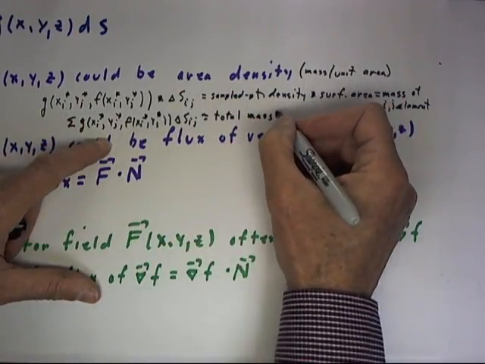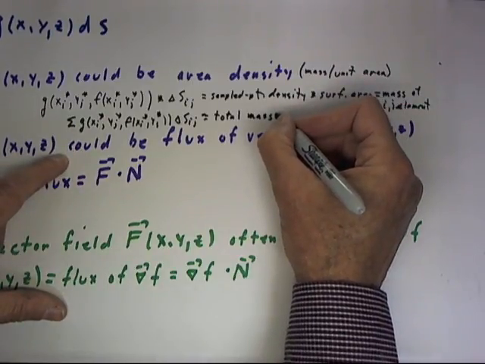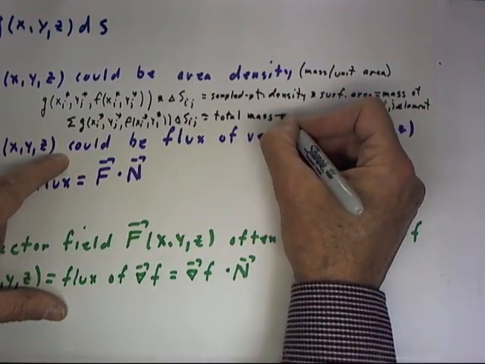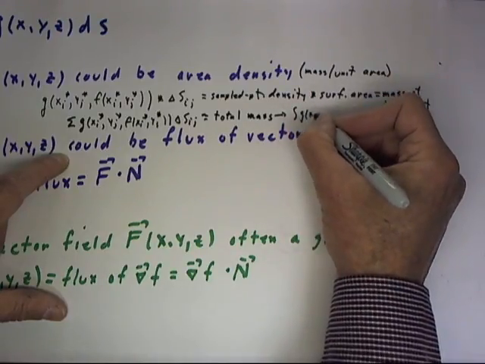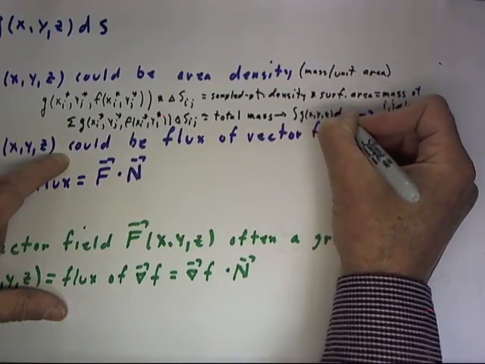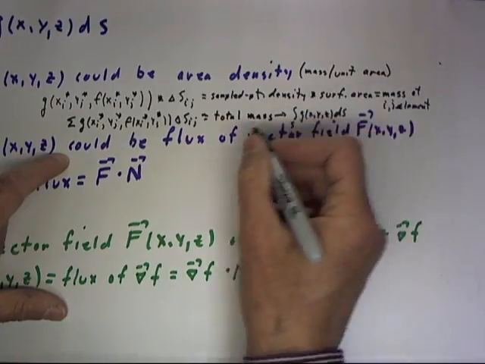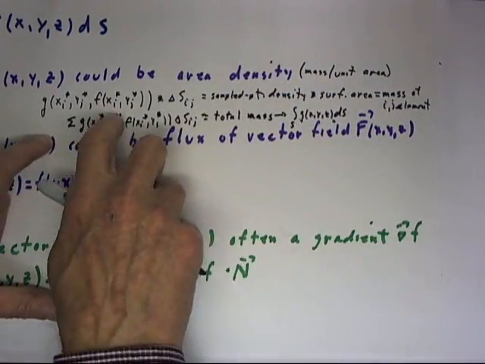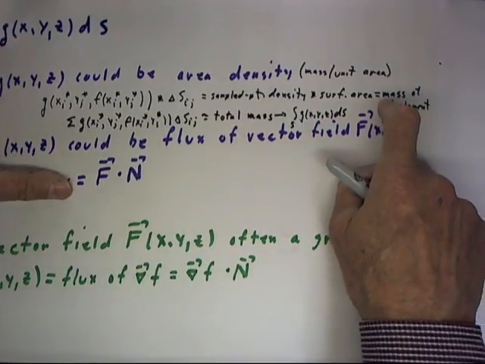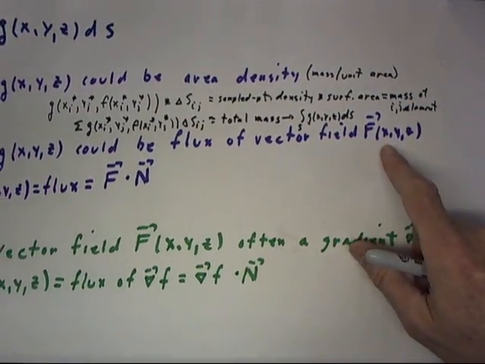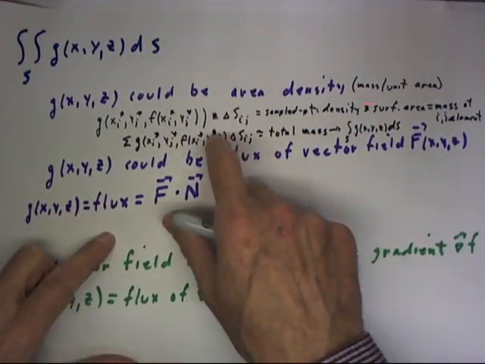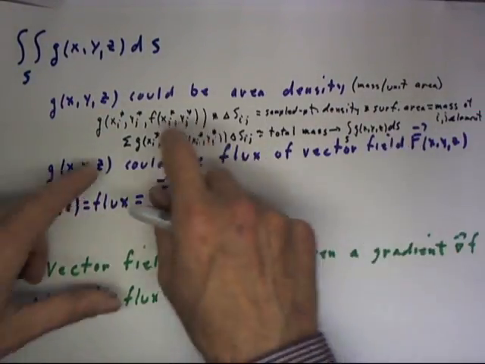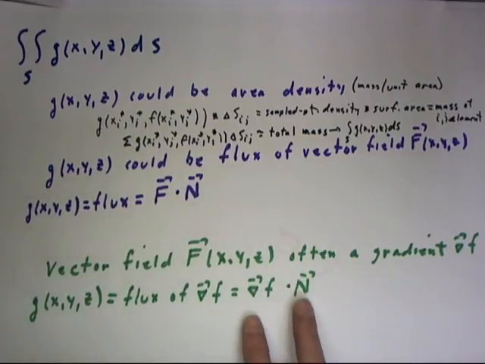Okay, so this is the total mass, and in the limit this approaches again the integral of g of x, y, z dS over the surface. So in this case our interpretation of the integral would be that the integral gives us the mass of whatever the surface is.